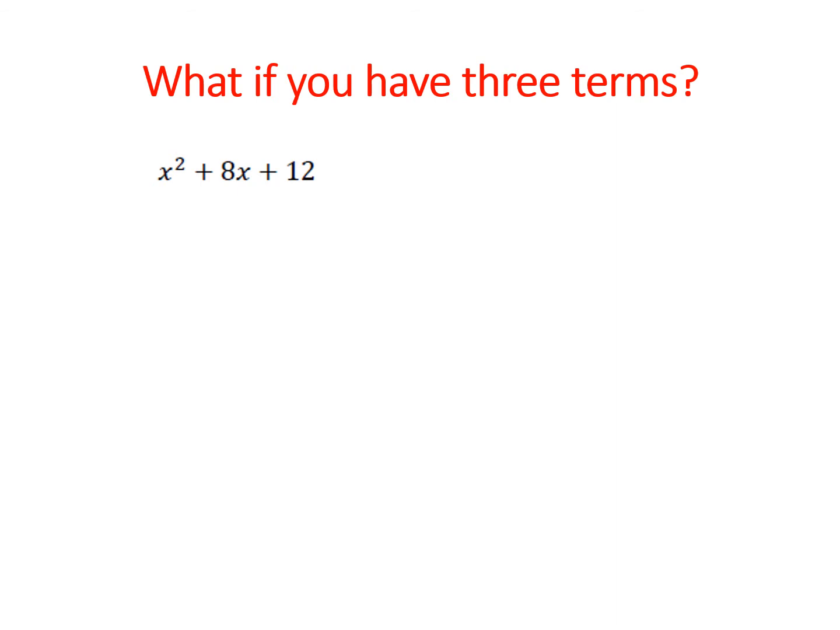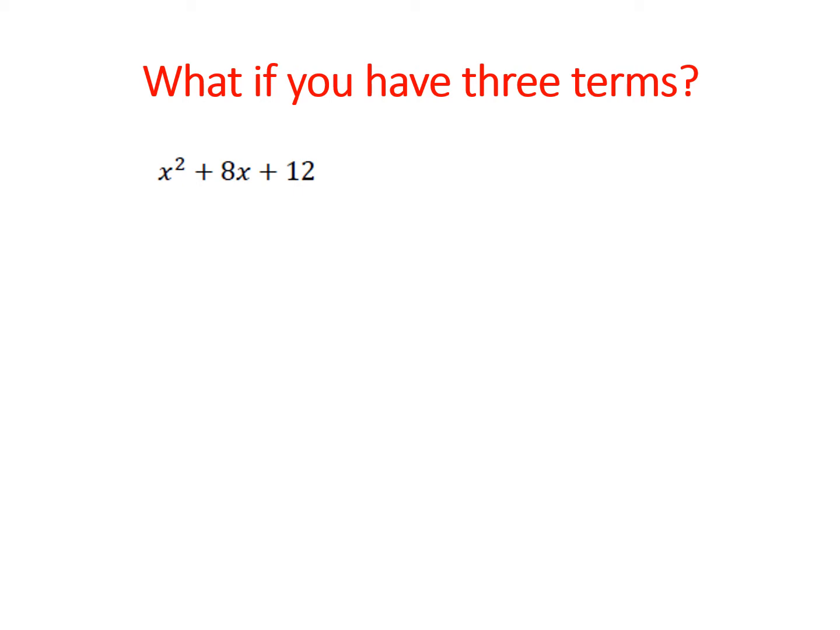So this one is different. It says, what if you have 3 terms? So when we had 4 terms, we drew the 4 blocks. When we had 2 terms, we drew the 2 blocks. So you may be thinking, oh, well, we'll just need to draw 3 blocks. But this one actually doesn't work that way.